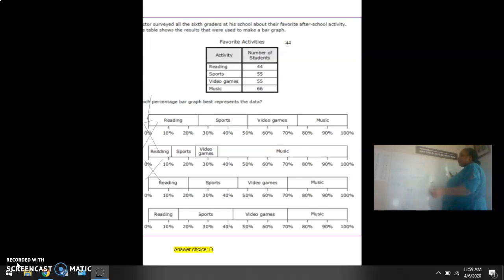My next step is to make fractions out of each and every one of these numbers. So I have 44 over 220. I have 55 over 220. My next one, another 55 over 220. And I have 66 over 220. I really hope you guys can see this. I'm trying to block the light out and show this at the same time.